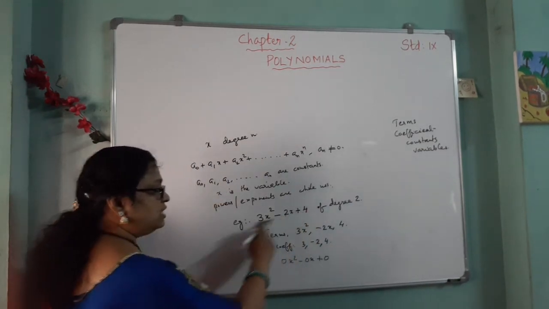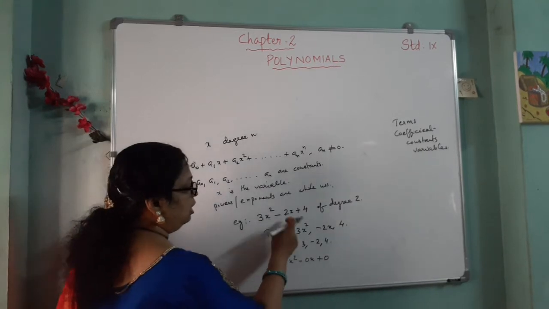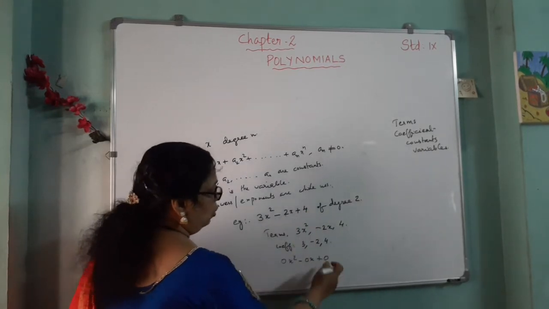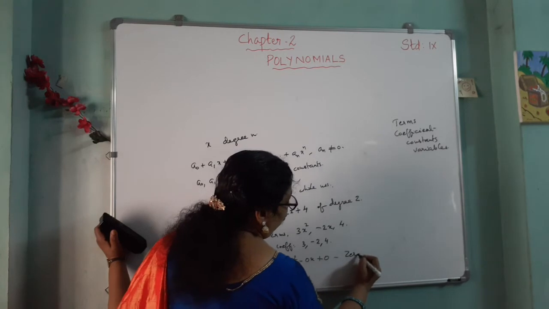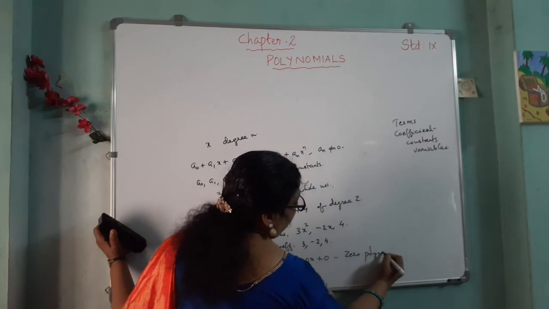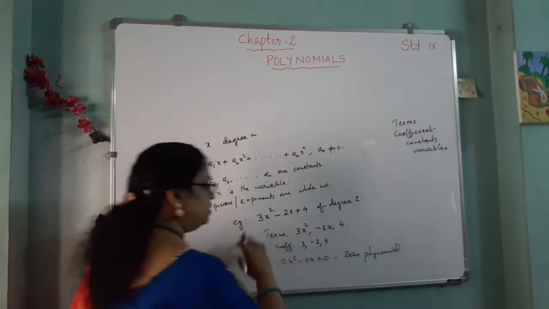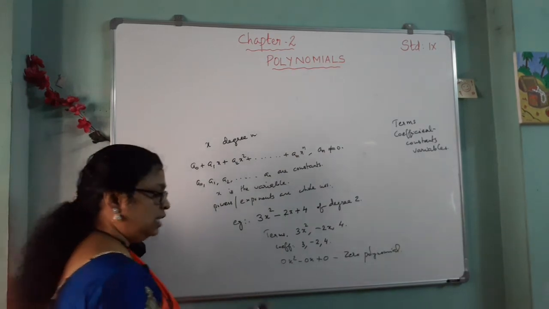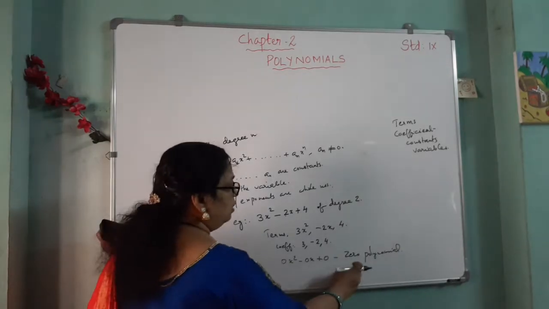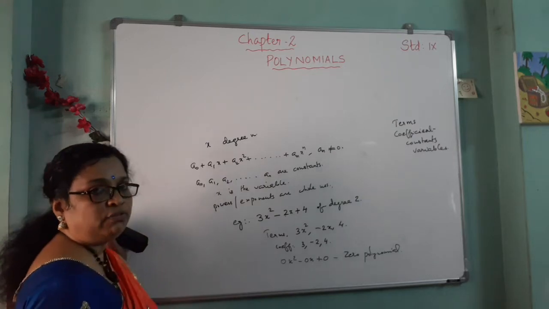If these coefficients are 0, it becomes 0x square minus 0x plus 0 and it is called 0 polynomial. That is, when the coefficients are 0, it is called 0 polynomial, and degree of 0 polynomial is not defined.